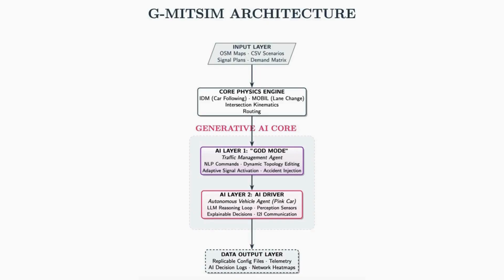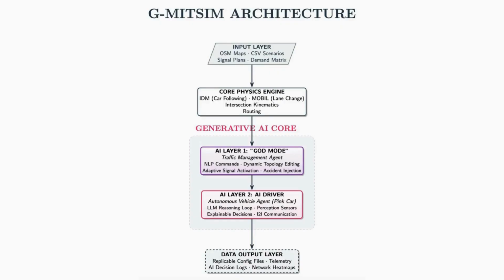AI Layer 2 is the autonomous AI driver, represented visually as the pink vehicle. These vehicles are driven entirely by a large language model reasoning loop. They perceive their surroundings, leader distance, lane availability, and obstacles, and generate a text-based driving strategy. They function within an intelligent ecosystem, communicating with agents for intersection-by-intersection routing advice, while still being capable of following predefined paths. Standard physics-based vehicles can be taken over mid-simulation and converted into reasoning LLM agents instantly. The output layer ensures data integrity, exporting comprehensive files that allow any session to be replicated exactly.